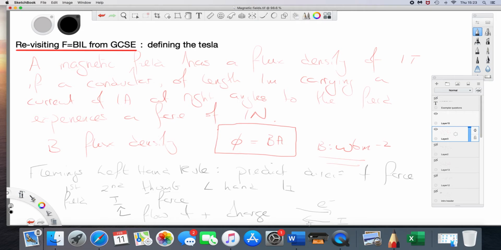So there you have a recap of F = BIl from GCSE. You've got the definition of the Tesla, which we didn't do at GCSE. You've got the connection between the flux density and the flux. And you've got 3 different ways of expressing the units of flux density: Newtons per amp per meter, Tesla, and Webers per meter squared.